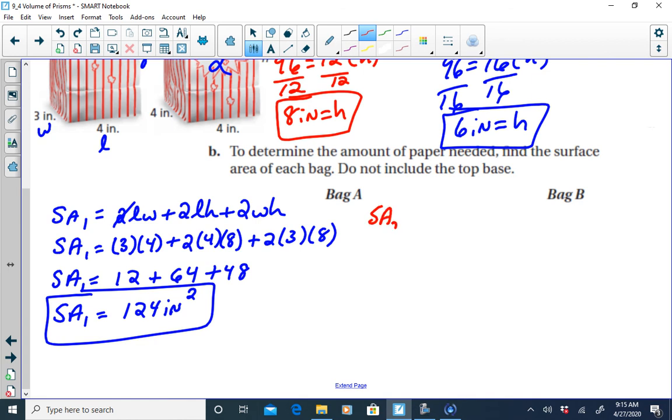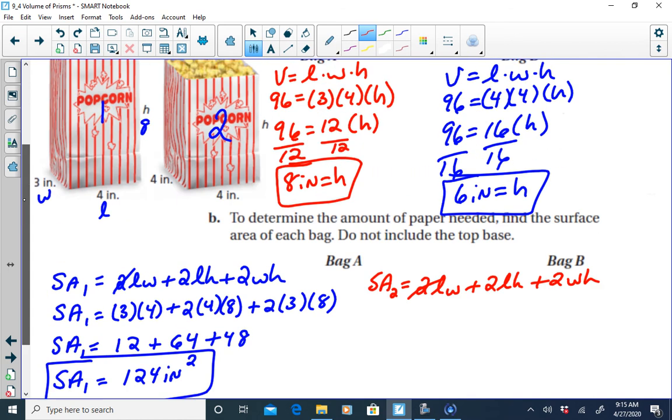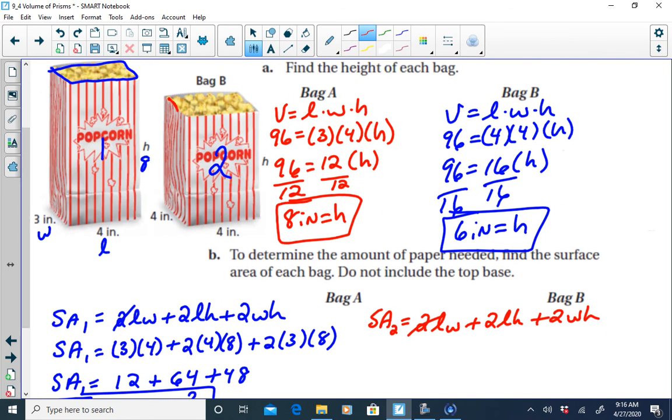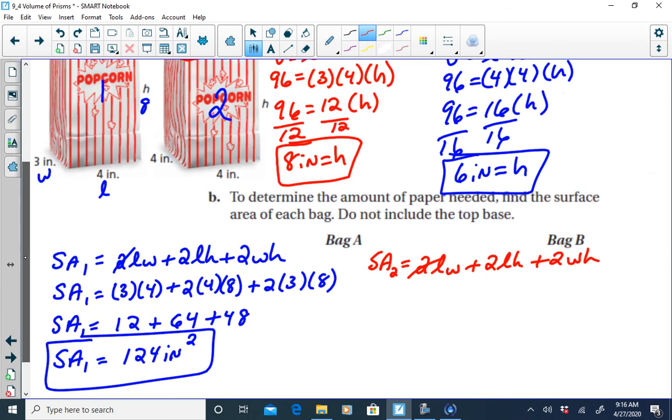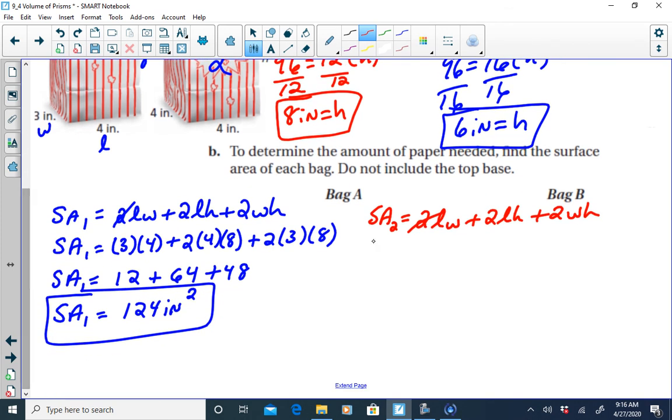Surface area 2, write that over here. Surface area 2, same formula: 2 times length times width plus 2 times length times height plus 2 times width times height. I'm going to cross out one of those 2's because once again for bag 2, we have this open section. So I don't need 2 times the length times width, I only need 1 times the length times width because of that opening. I'm going to have some place to put the popcorn.